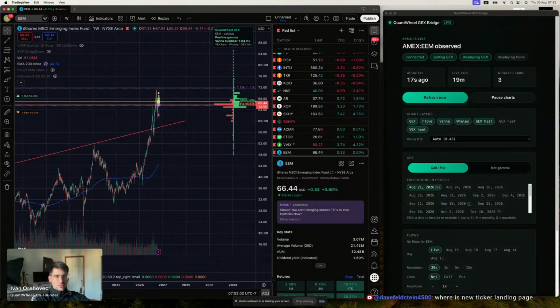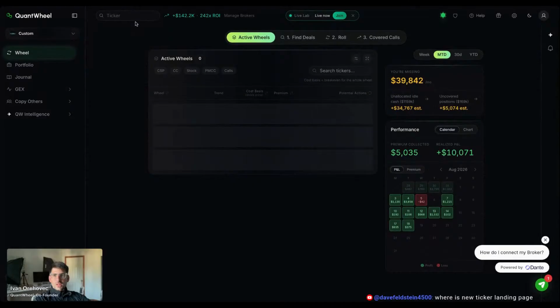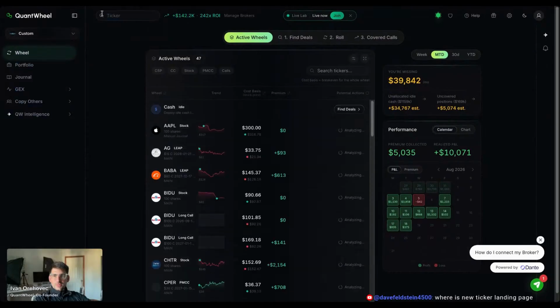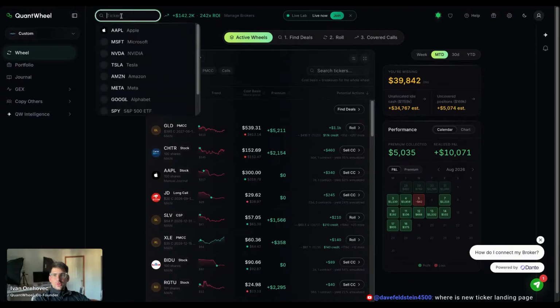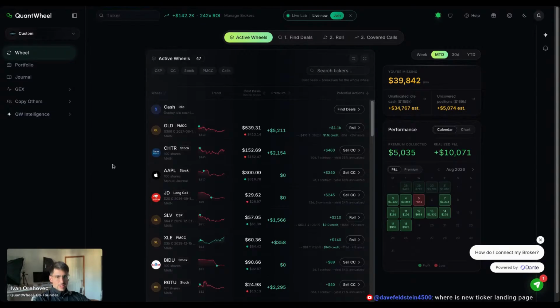Okay, there's a question: where is the new ticker landing page? So if you go to the dashboard, just share the screen again. All right, stop and share screen. Here in the top left corner, next to the QuantWheel logo, there's a ticker search list, and you can find your tickers for the landing page.